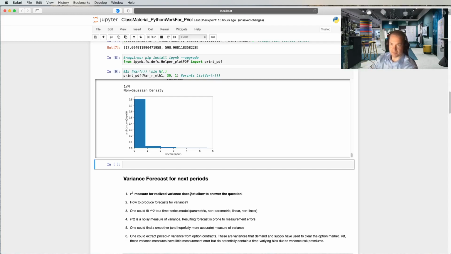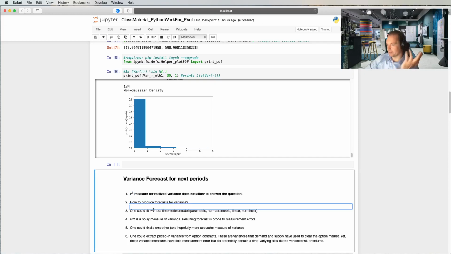That could be a parametric model. It could be that you run regressions, like what I'm suggesting here. How to produce forecasts for the variance using return square as the measure? Well, I was just thinking myself, you could fit the time series of squared returns, either using a parametric, non-parametric, linear, non-linear model. That's what you can do. You will always rely on this backward-looking data, these backward-looking regimes, and hope that what is going to come was captured by that backward-looking data.